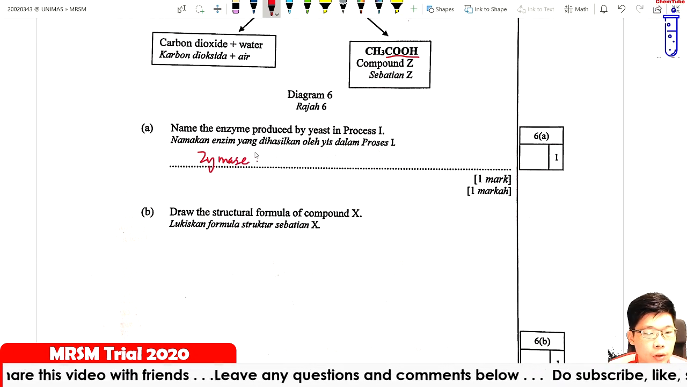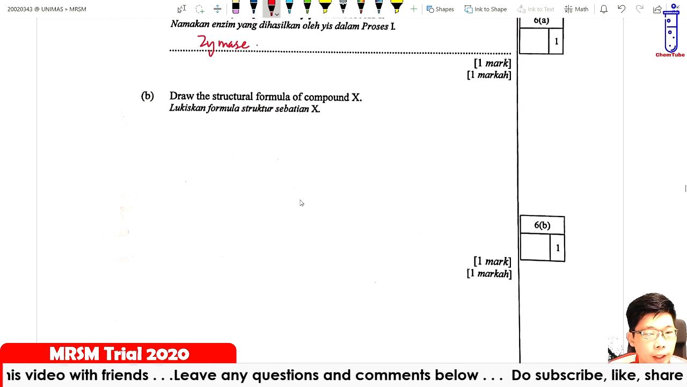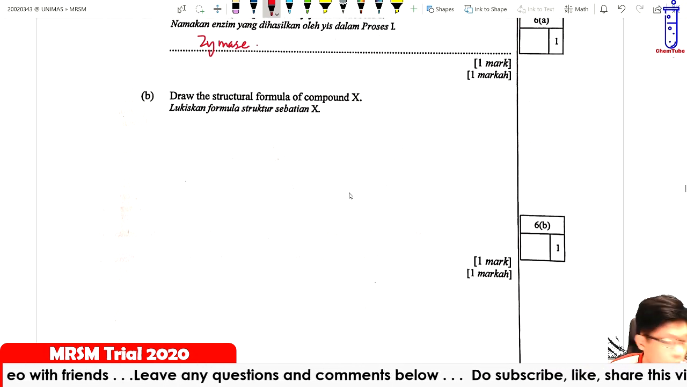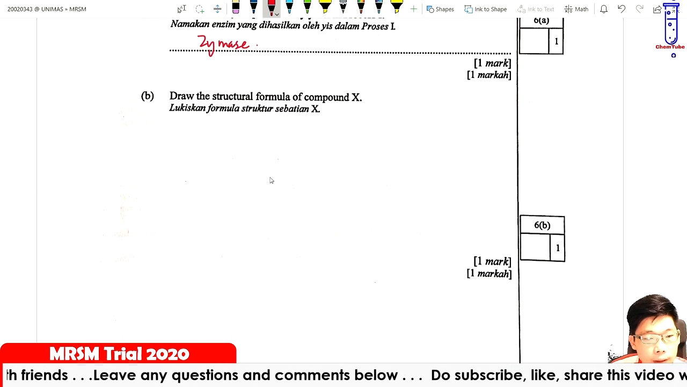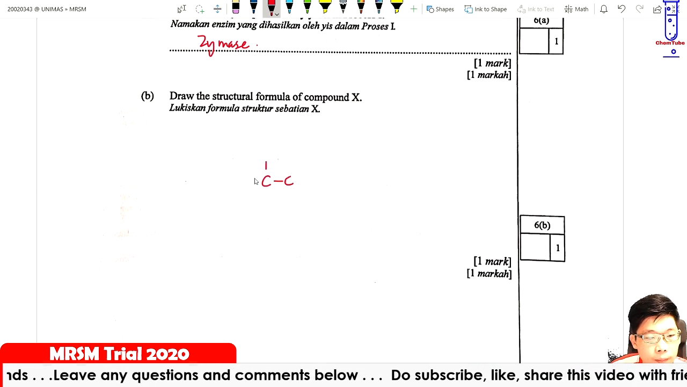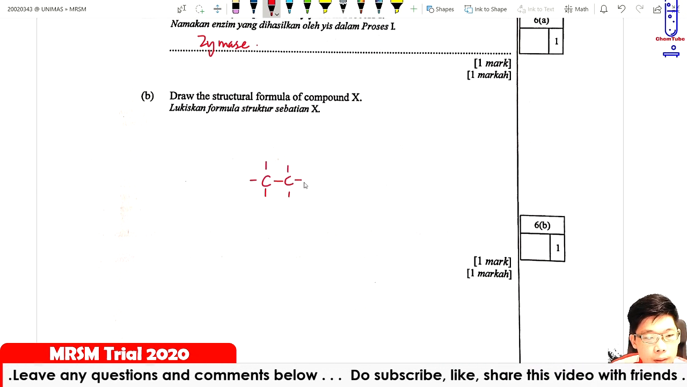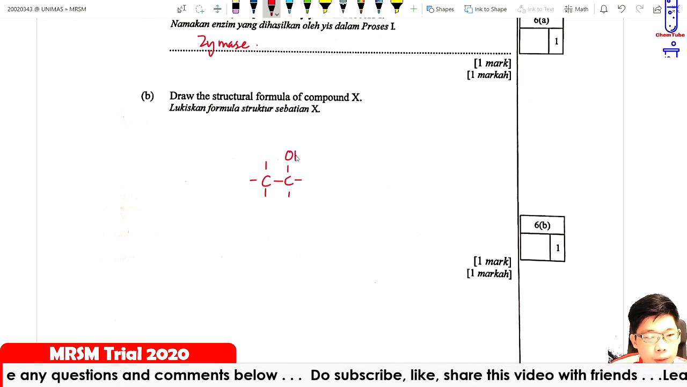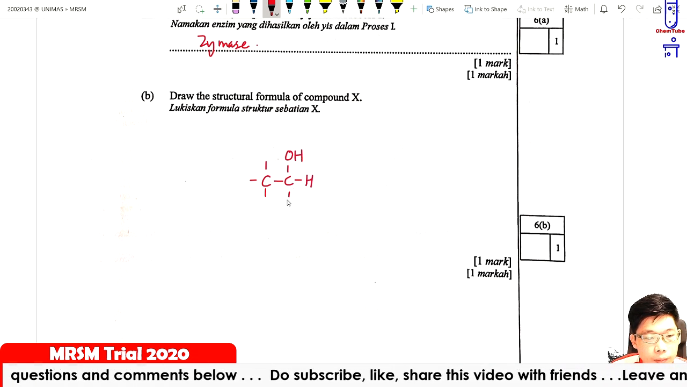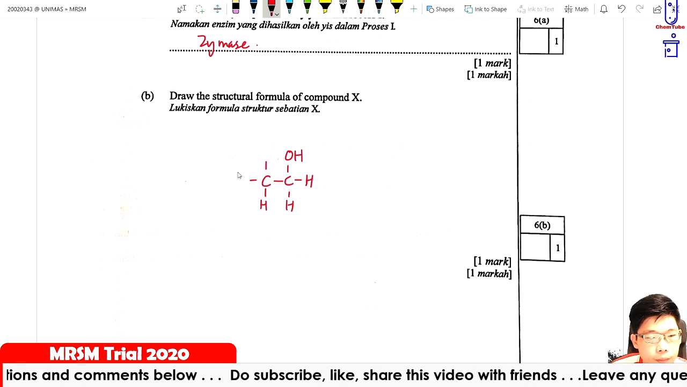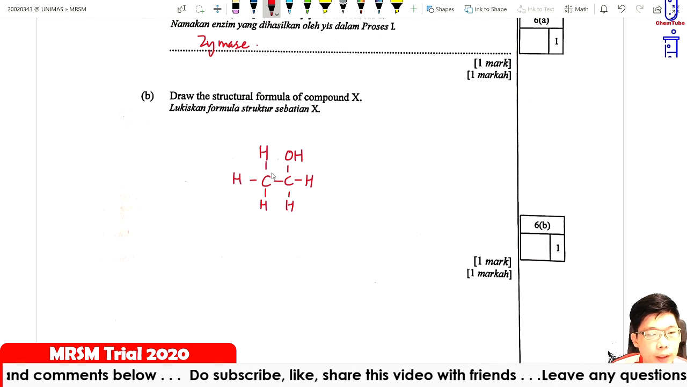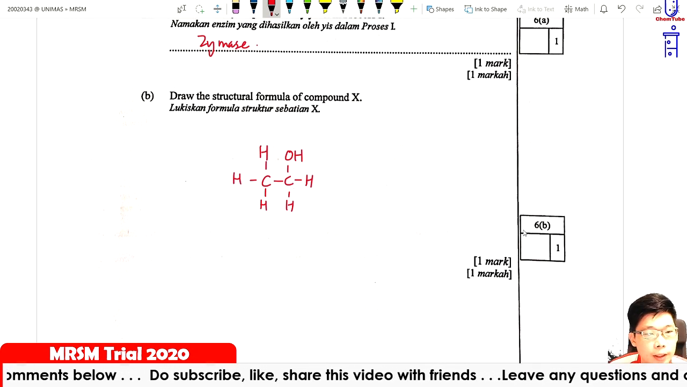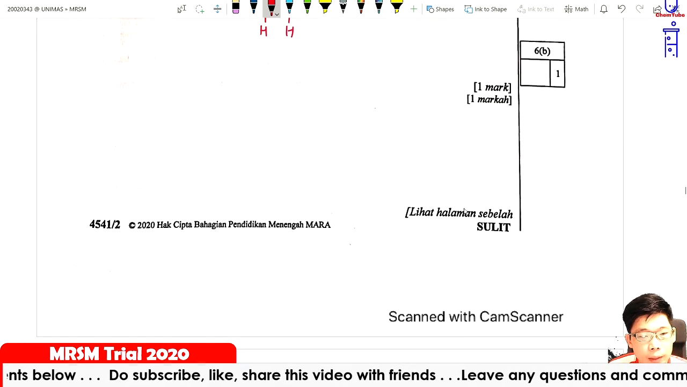Okay, draw the structural formula of compound X. So compound X is ethanol, right? So ethanol has 2 carbons, so you can put the hydroxyl group here, then hydrogen. Okay, so this is the structural formula.